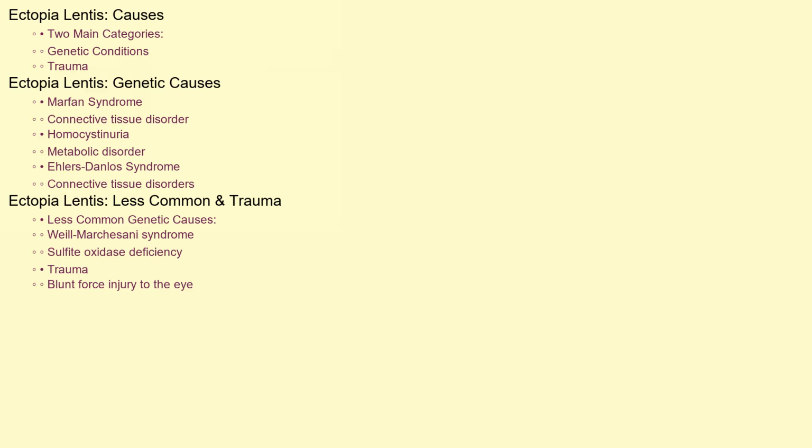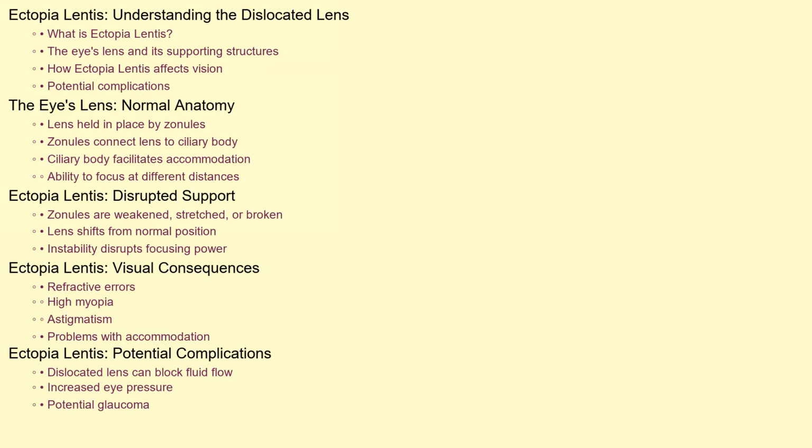Less common genetic causes can include Weil-Marchesani syndrome and sulfite oxidase deficiency. Trauma to the eye, such as a blunt force injury, can also disrupt the lens's supporting structures, leading to its dislocation. To understand ectopia lentis, we need to understand the eye's lens.